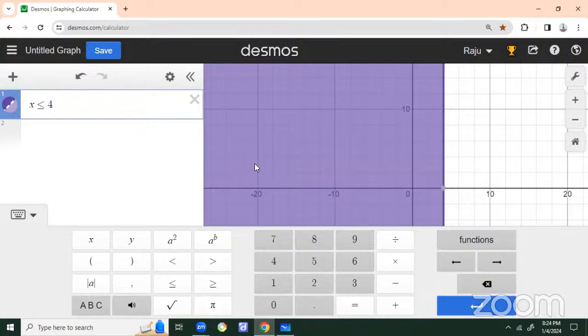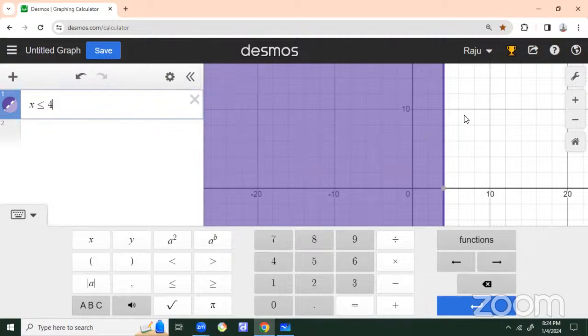So you can see here, what did Dakal say? What did you say, Mr. Dakal? Did you say to the left side or to the right side? The solution region of x less or equals to 4. I didn't say anything, sir.